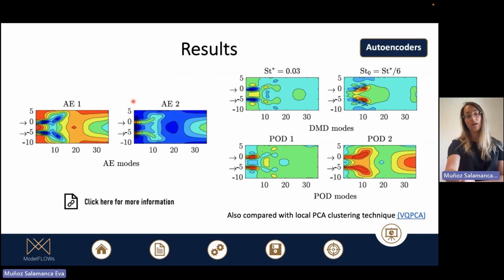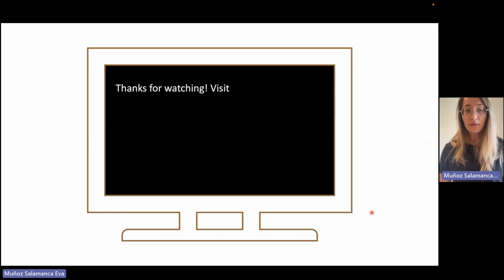You can see more information in the link there. In that case, we have also compared with a local PCA technique, and you can see more references about it here.